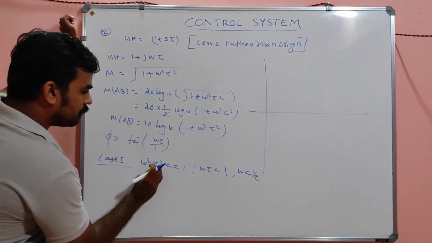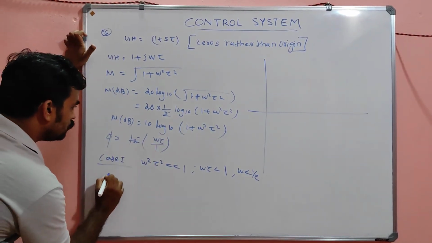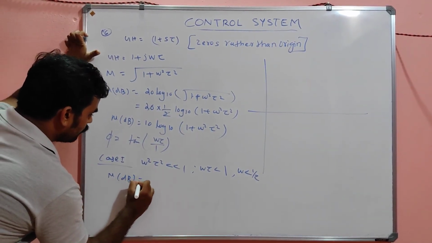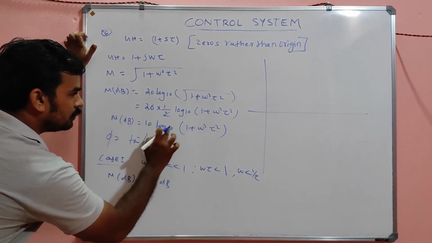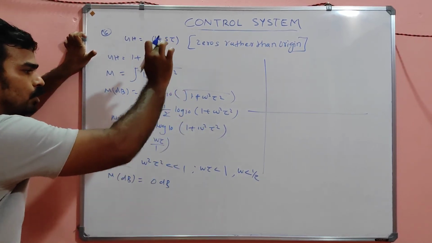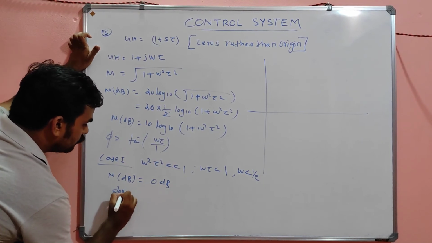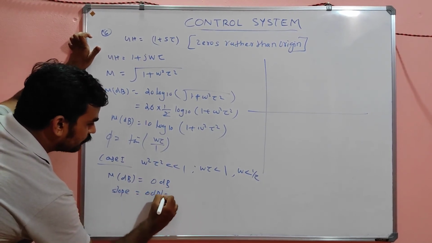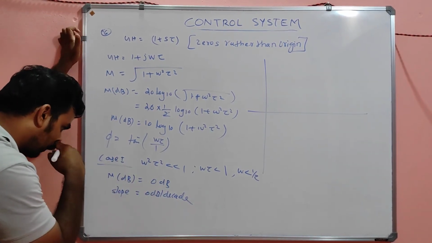At this kind of omega square tau square very much less than 1, you can take the magnitude again 0 dB, because log 1 will come now. 10 log 10 to the base, this is very small, means you can take log 1 directly. So log 1 is equal to 0 dB. What is the slope also? 0 dB per decade, because for M in dB there is no differentiation for 0.